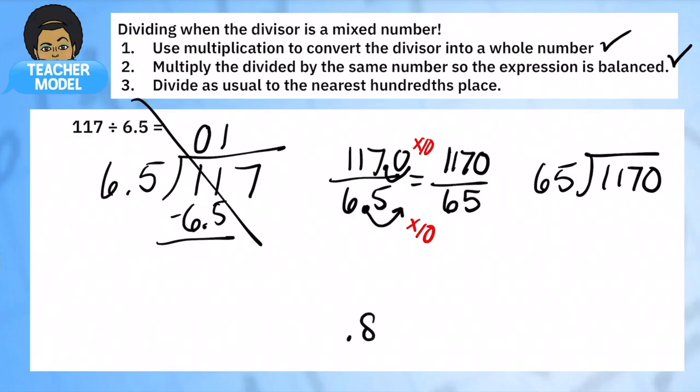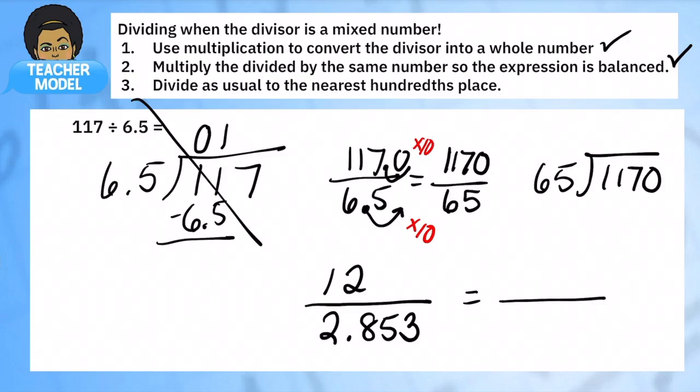I'm going to give you another example here. 2 and 853 thousandths is going to be used to divide by. How do I make that work? Again, you're going to think, how many times do I have to move the decimal to make this a whole number? 1, 2, 3 times. It takes 3 shifts to have 2,853.